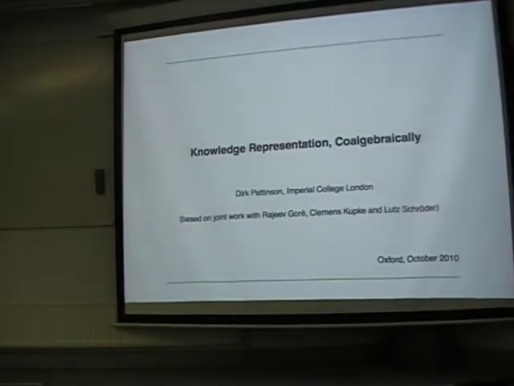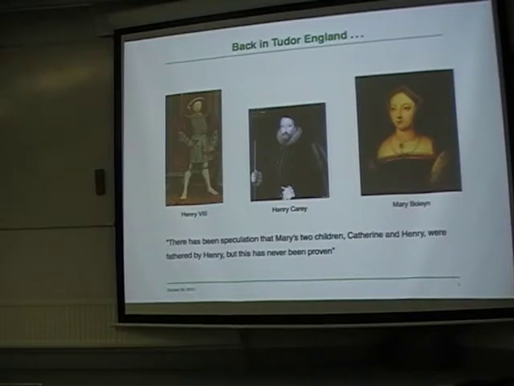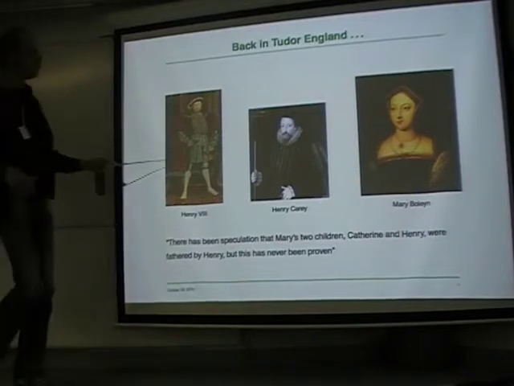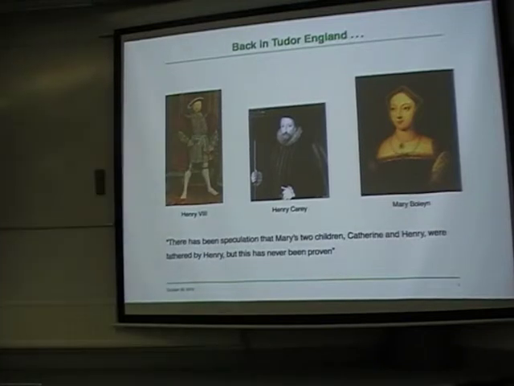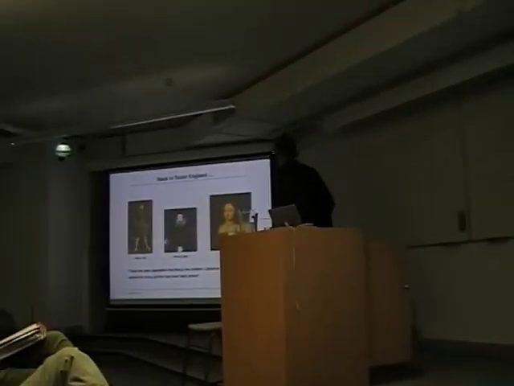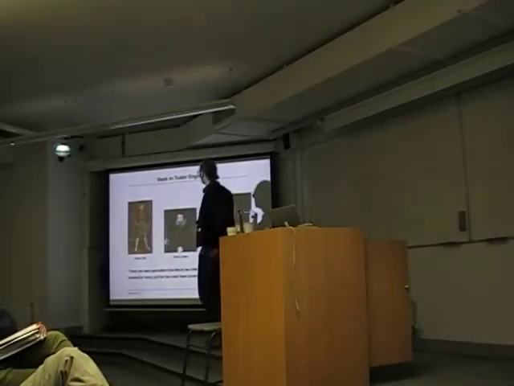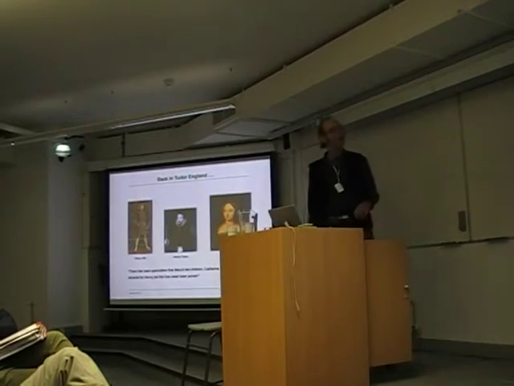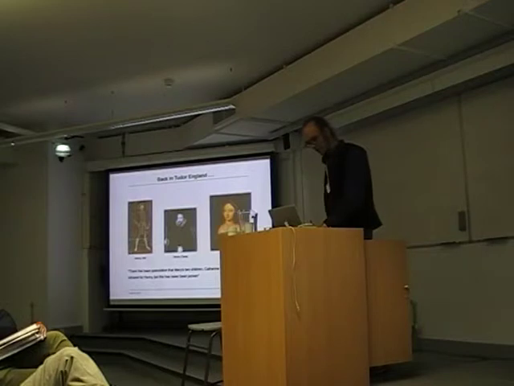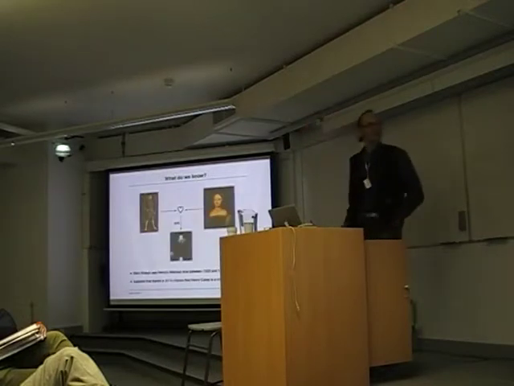When it comes to reasoning, I want to give you an introduction by example. We probably all know these two. The gentleman in the middle is Henry Carey. What makes the set interesting is that there's been speculation that Henry Carey is actually an illegitimate son of Henry VIII. And I want to represent this information.